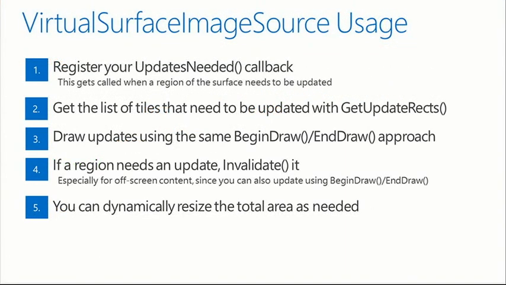So just to recap on usage for this, the first thing you do is you register, obviously, that UpdatesNeeded callback. So this will get called whenever you need to update the surface. You then get a list of the tiles that you'll need to update with the GetUpdateRects method. And finally, you just draw updates using the same BeginDraw, EndDraw approach that you had with surface image source. And if a region needs an update, you can invalidate it, especially for off-screen content. And finally, you can dynamically resize these as well.